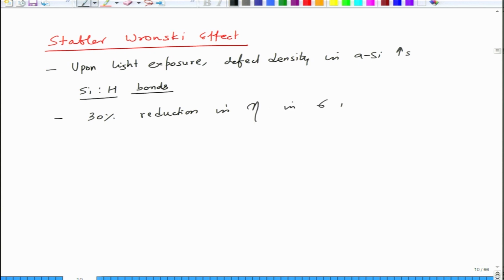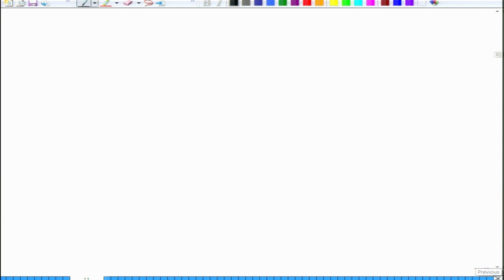in about 6 months, and the fill factor goes down from 0.7 or higher. So, initial value may be 0.7 or higher, then after degradation it goes down to about 0.6. So, what is this thing about silicon?